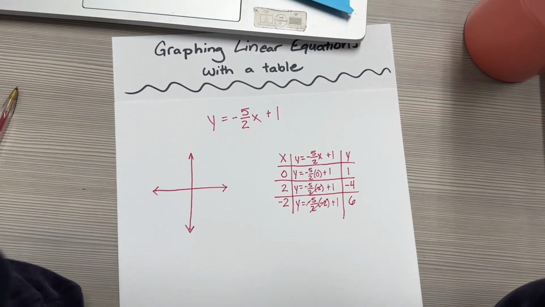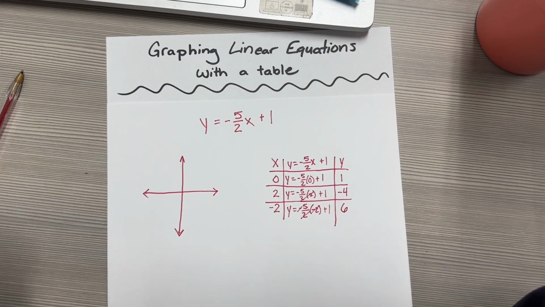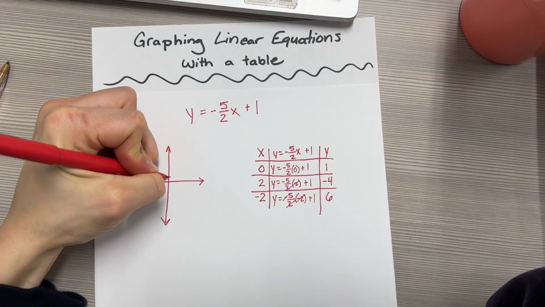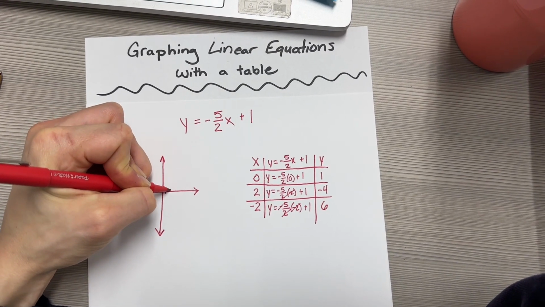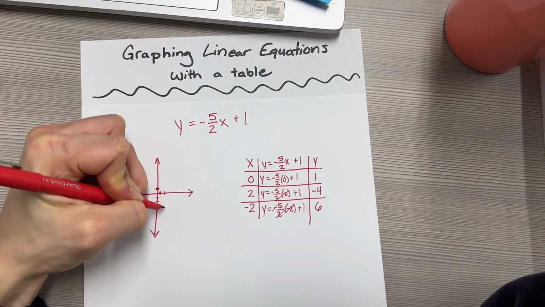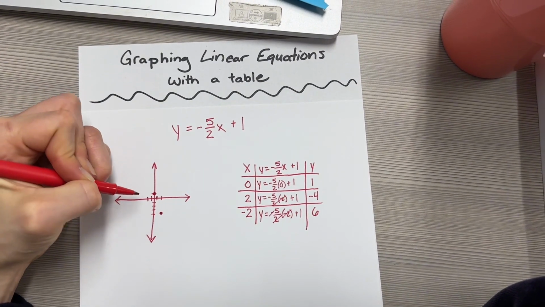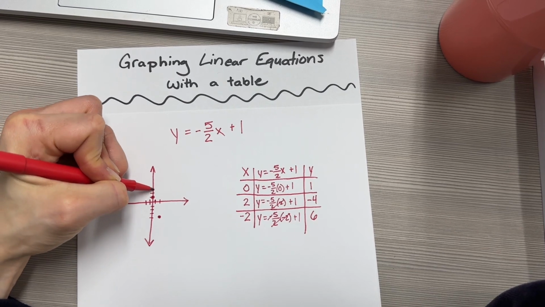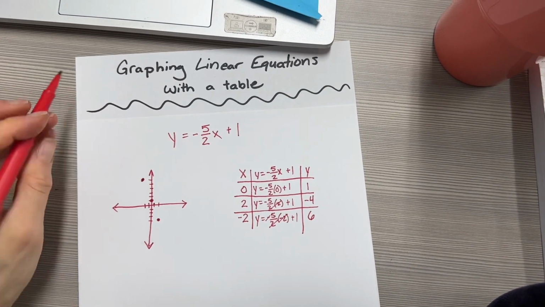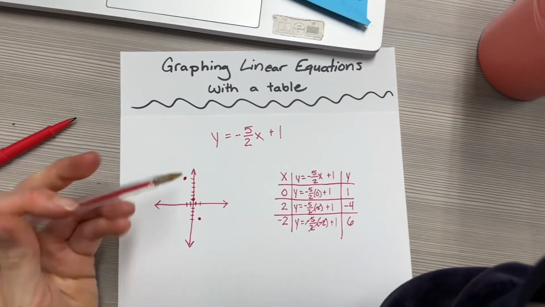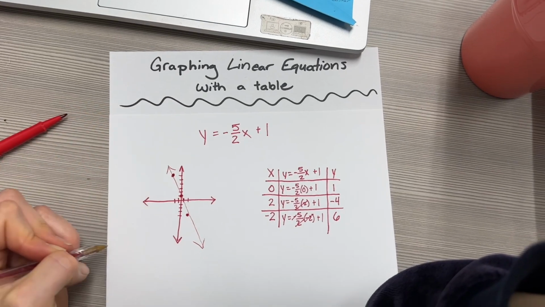Okay, so now we have our pairs. We can go ahead and put them on our coordinate plane. So we have 0, 1 as our first stop, 2, -4. So let's go over 1, 2, 1, 2, 3, 4. So about here. And then -2, 6. So 1, 2, 1, 2, 3, 4, 5, 6. So about here. Okay, so we've plotted our points, and you can see our line. Okay, that wasn't great, but about like that.